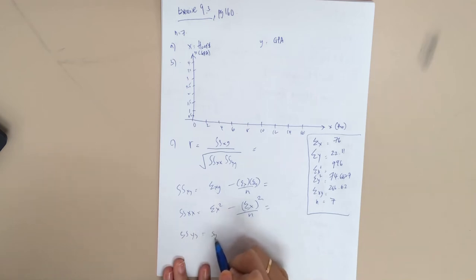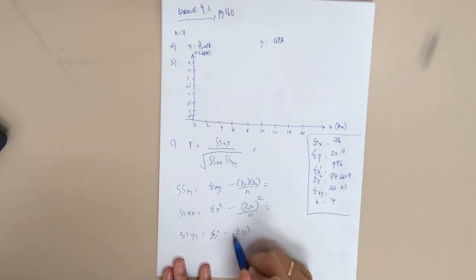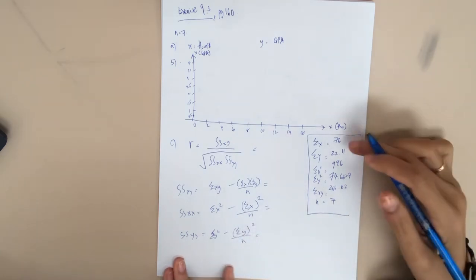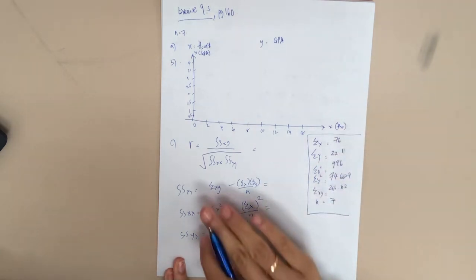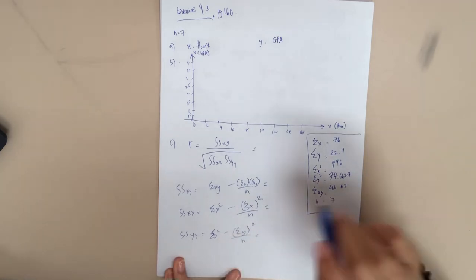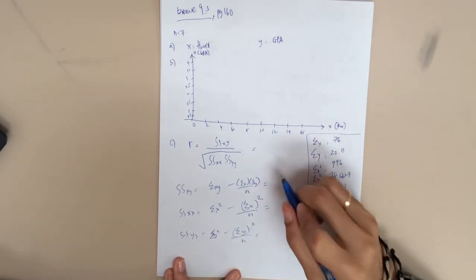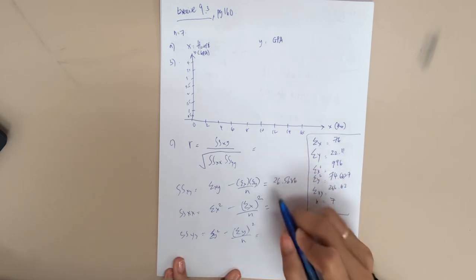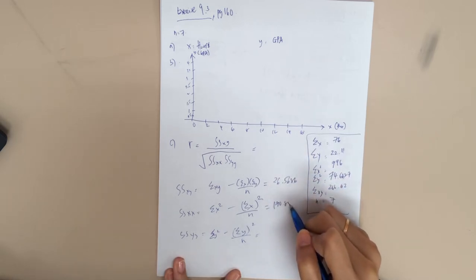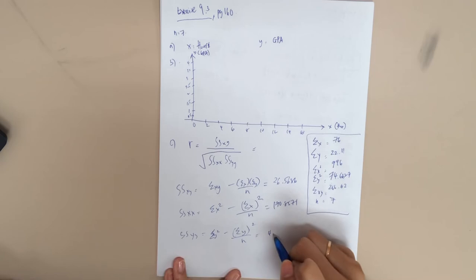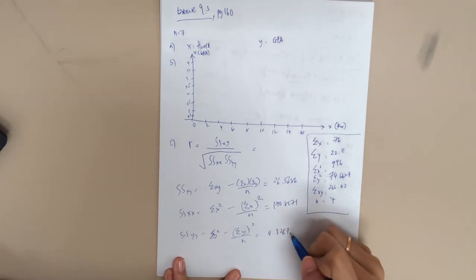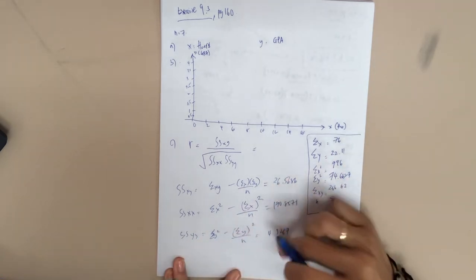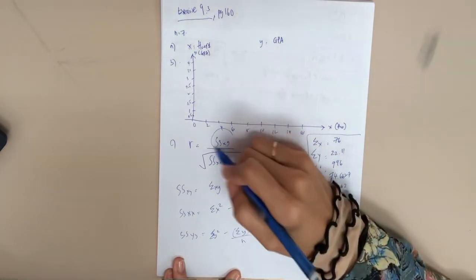SSXX is summation of X square minus summation of X squared over N. SSYY is summation of Y square minus summation of Y squared over N. So you need to substitute all this one by one. So I just write the final answer, okay class. Suppose that you should get 26.5686, 170.8571, 4.8267. Then after you get all these three, you need to substitute it here.